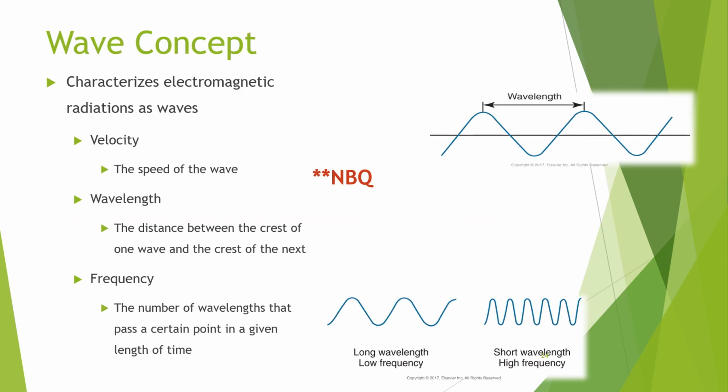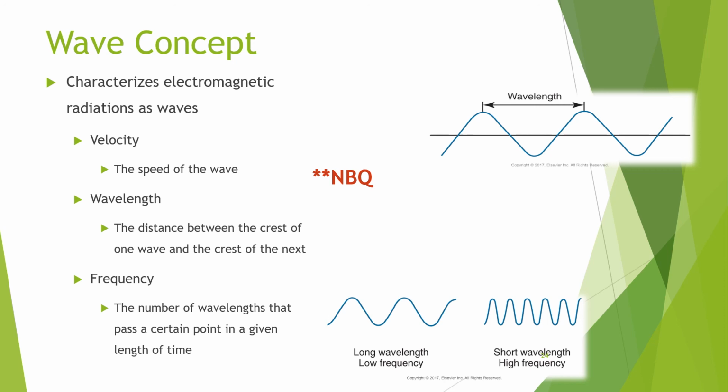Okay, so here we can see that wave concept. The characteristics of electromagnetic radiation as waves. We have a velocity, which is how fast that wave is moving. And then we have wavelength, which is the distance between the crest of one wave and the crest of the next wave. It is not the distance between waves. It is the distance between the crest of one wave and the crest of the next wave. The frequency is the number of wavelengths that pass a certain point in a given length of time.